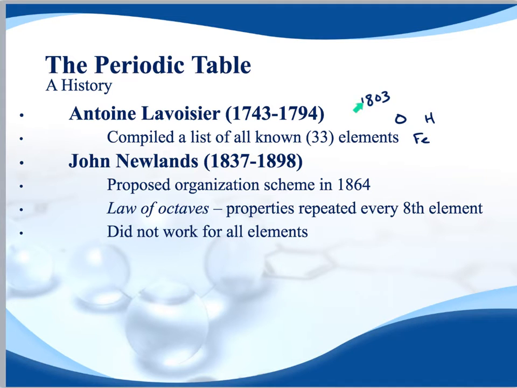John Newlands, so this is now after John Dalton's atomic theory, proposes an organization scheme in 1864 called the Law of Octaves. He realized every eighth element seemed to have some repeating properties, so he called this the law of octaves. Any of you musicians out there know that an octave makes the same note just at a higher or lower pitch. So you notice every 8 elements, there was some sort of repetition there. It didn't work for all elements, though, but he was beginning to see some periodicities, some repeating properties. So John Newlands, an English guy, was the second one.